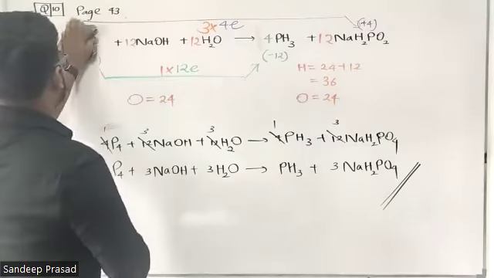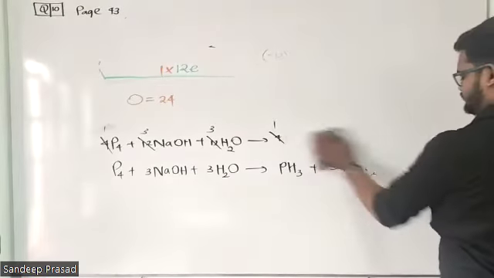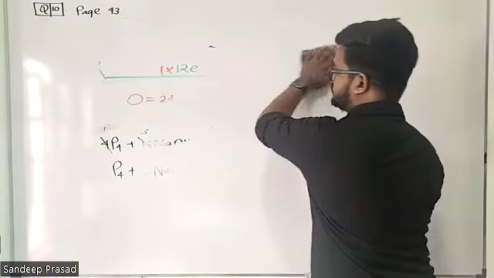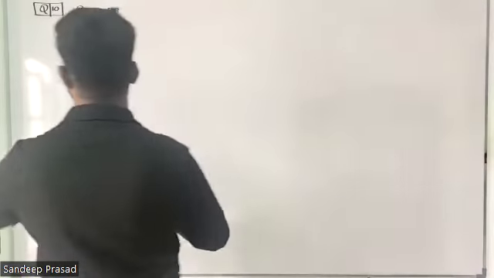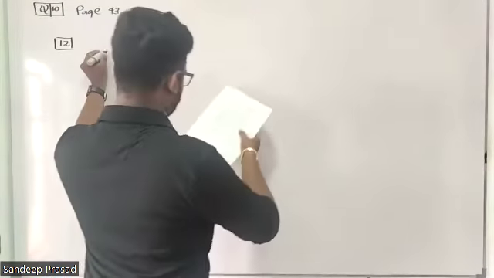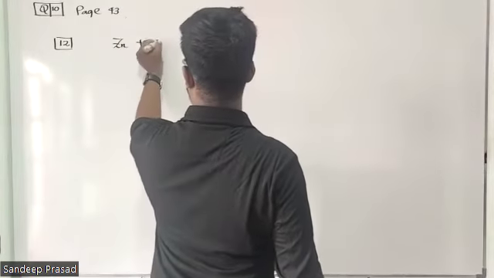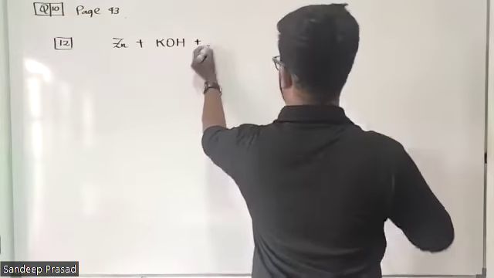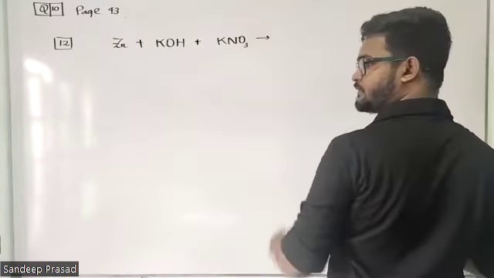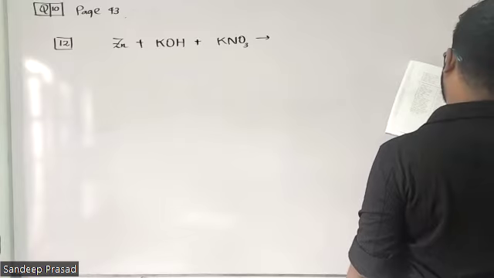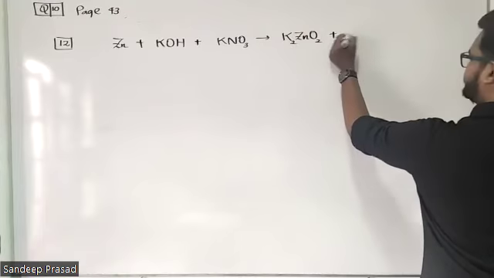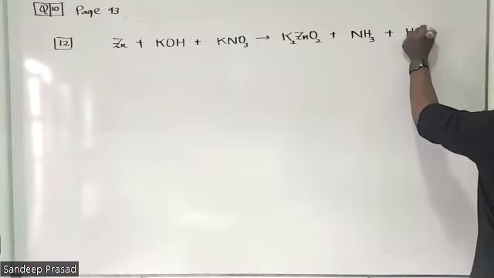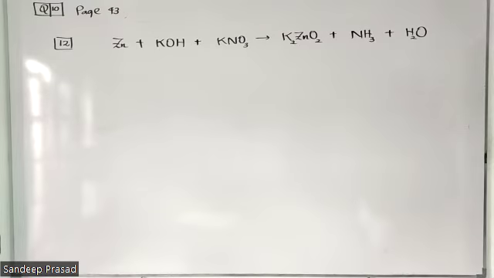Right, let's move to the 12th one. Zinc reacting with potassium hydroxide, potassium nitrate, then giving potassium zincate, ammonia plus water. Then how can we balance this one?